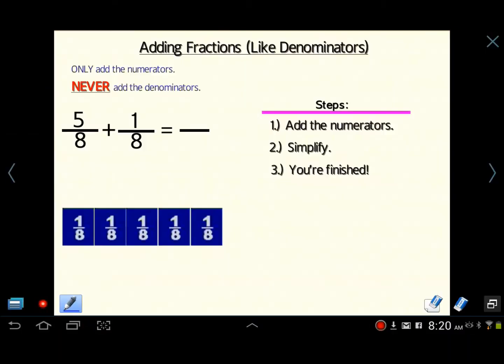Hello and welcome to your next lesson, which is covering adding and subtracting fractions with like denominators.